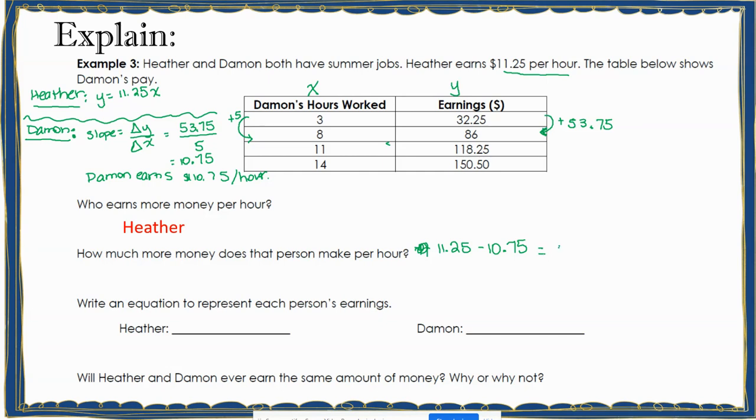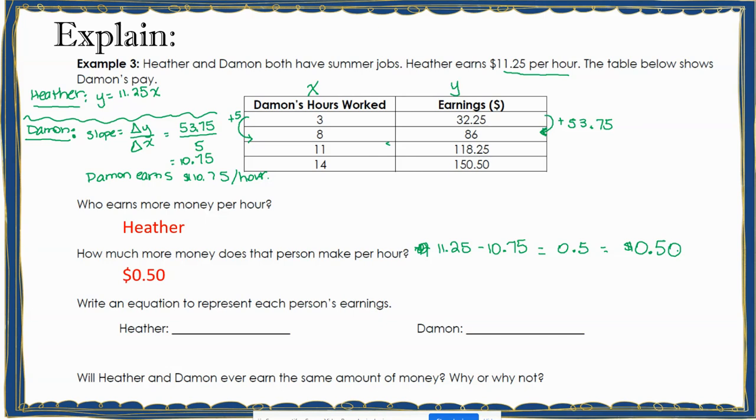Well, when we do that, we get 0.5. But we have to think about this in terms of money. If we get 0.5 as an answer, that is actually $0.50. So Heather makes 50 cents more than Damon.